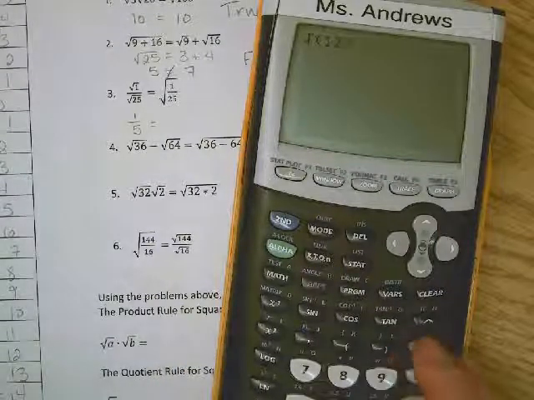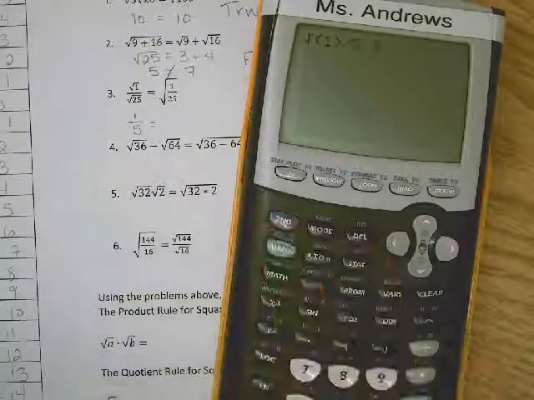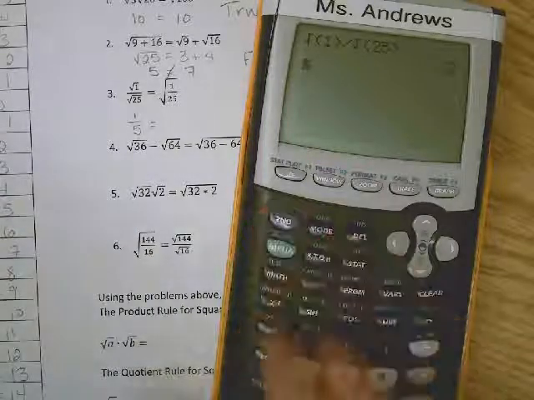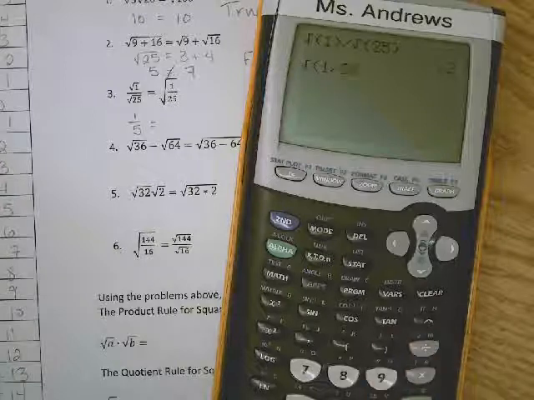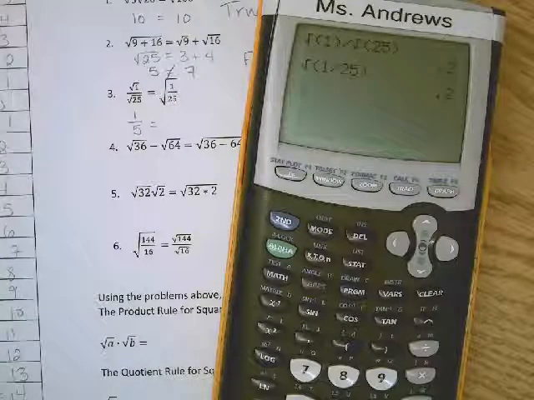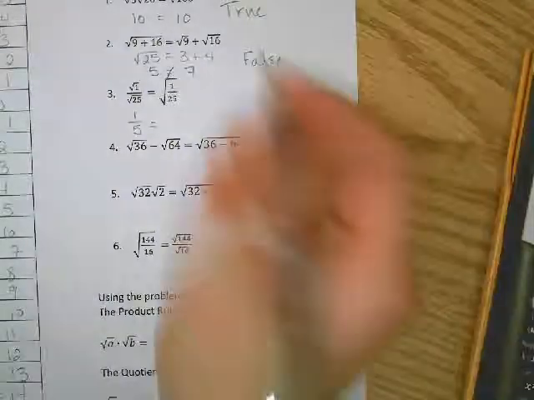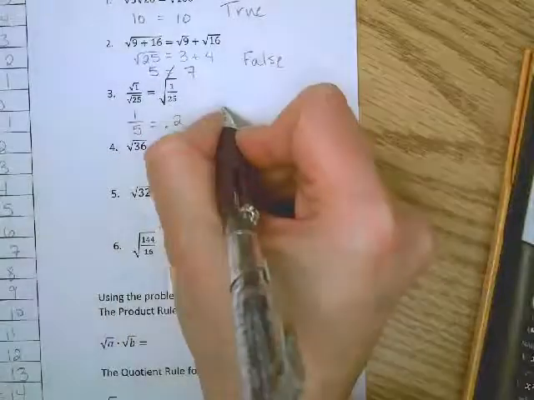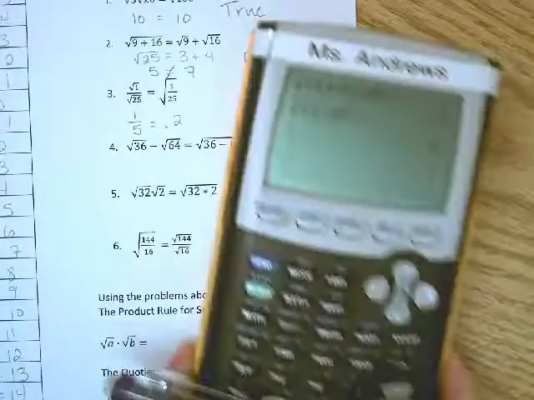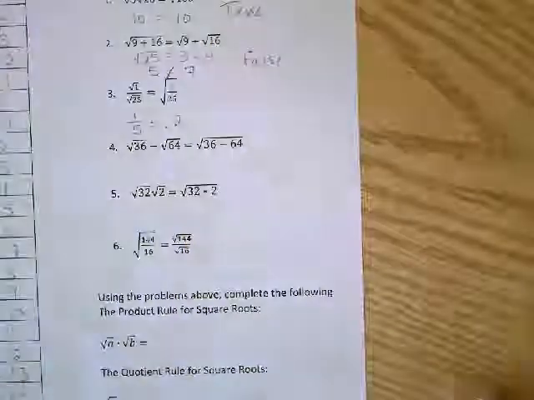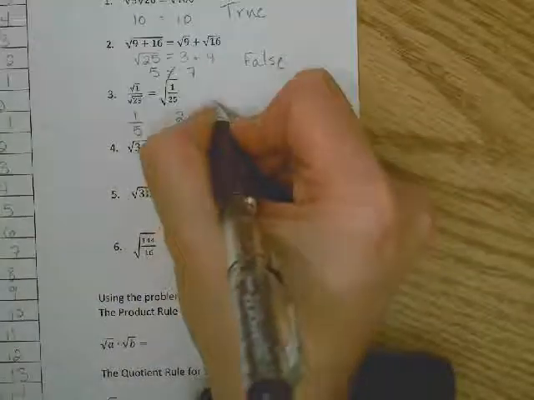Square root of 1, close my parentheses, divided by the square root of 25, close my parentheses, I get 0.2. If I do the square root of 1 divided by 25, and that's what I have here, I also get 0.2. So I can write that as 1/5 or 0.2, but 1/5 does equal 0.2. And if you're not sure about that, you want to see that 1 divided by 5 is 0.2. That is a true statement.